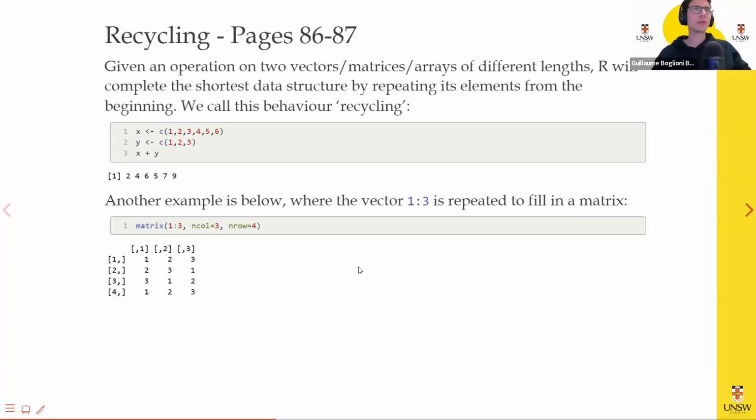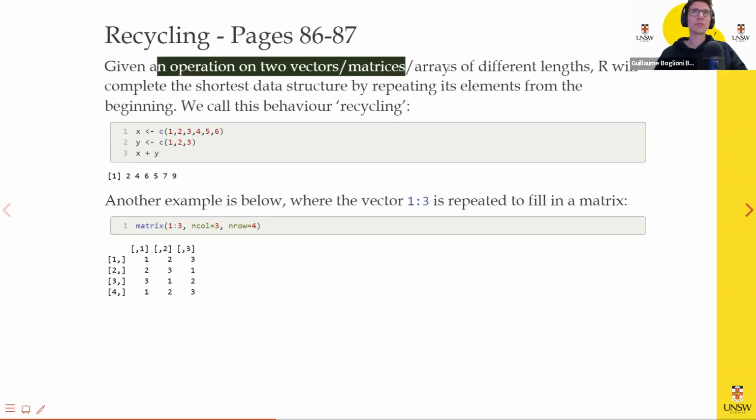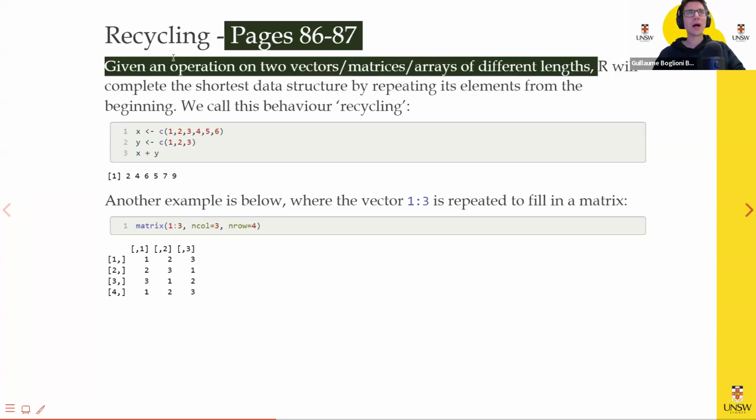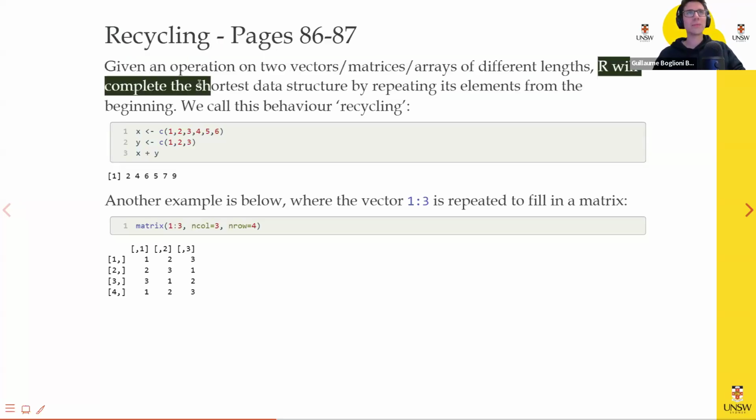Okay, there's this slide here about recycling. It's important to recycle, but this slide is not about that. It's about a specific behavior of R. Given an operation on two vectors or matrices or arrays of different lengths, R will actually do something. It's going to complete the shortest data structure by repeating its elements. That sounds a bit abstract, but an example will clarify this.